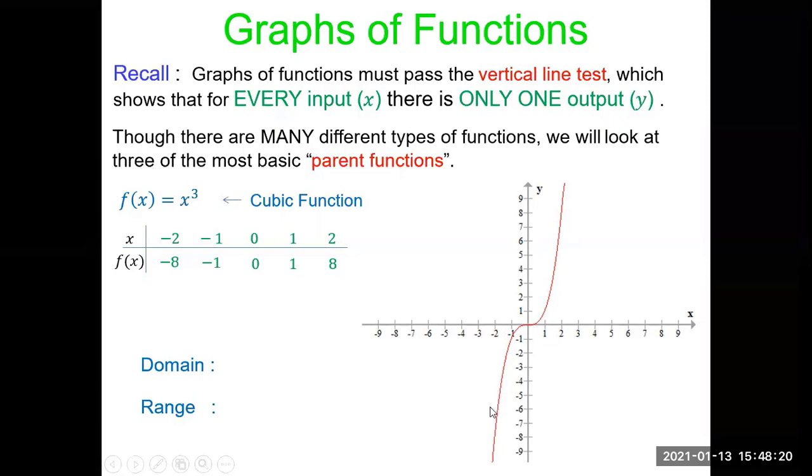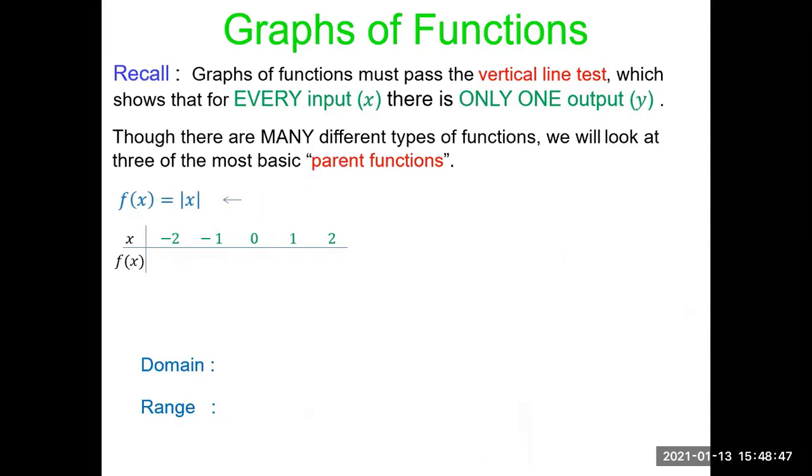So you can see the domain is still going to be -infinity to infinity, because anything I choose for x and cube is still going to give me an output. And my range is now going to be -infinity to infinity, because this graph goes downwards forever and it goes upwards forever.